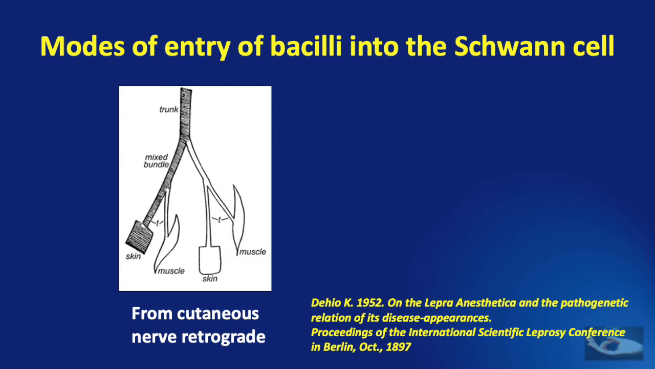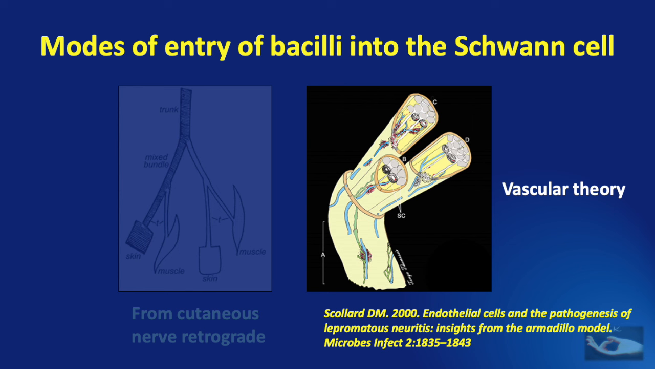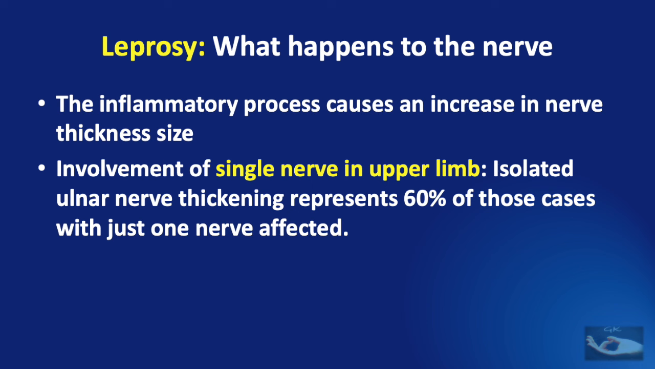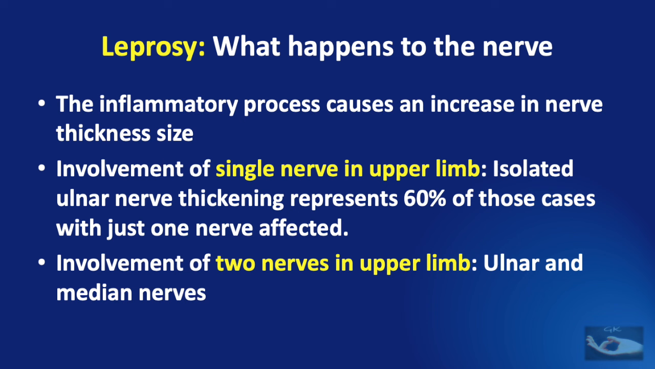There are two hypotheses about how the bacilli gain entry into the Schwann cell. One is the cutaneous nerve retrograde spread, and the second is the vascular theory, in which the access is through the endoneurial vessels, where the bacilli penetrate between the endothelial cells and then enter the axon. The inflammatory process that results causes an increase in nerve thickness. When there is involvement of a single nerve in the upper limb, it is usually the ulnar nerve that thickens. This represents 60% of those cases with just one nerve affected. When two nerves are involved, it is usually the ulnar nerve at the elbow and median nerve at the wrist.